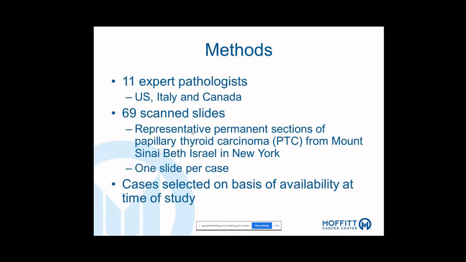So there were 11 expert pathologists. They were from the US, Italy, and Canada. They had 69 scan slides, and these were representative permanent sections of papillary thyroid carcinoma from Mount Sinai, Beth Israel in New York. Each slide represented one case, so one slide per case. And the cases were selected on the basis of availability at the time of study.